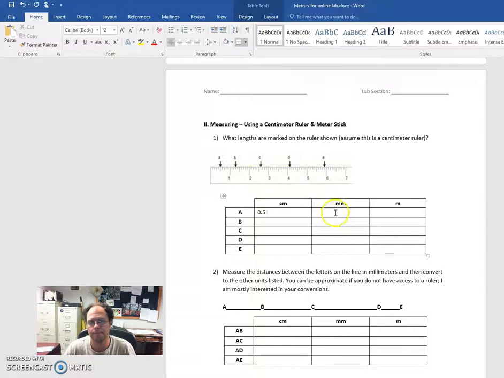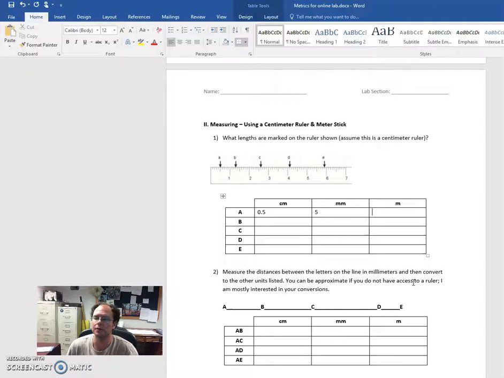Alright. To convert that to millimeters, we have to move the decimal place one place to the right, or multiply by 10. So if you notice, there's 10 millimeters in each centimeter. If you count these tiny little marks, those are the millimeters, and there's 10 of them in 1 centimeter. So if we have 1/2 a centimeter, then there's 1/2 of 10, that's 5. So there's 5 millimeters in 1/2 of 1 centimeter. How many meters is that?